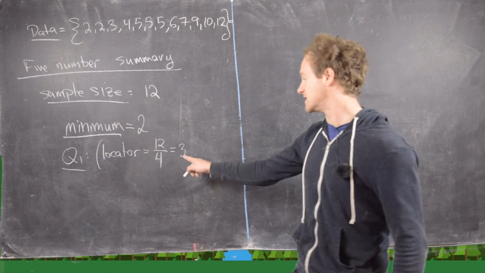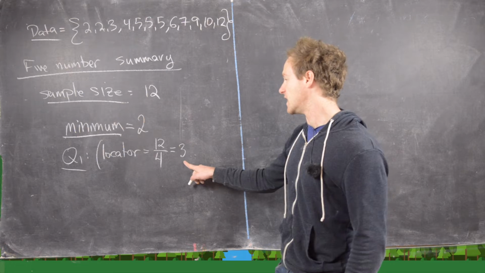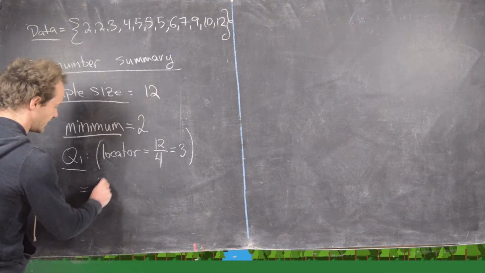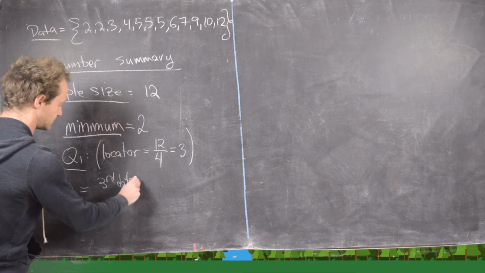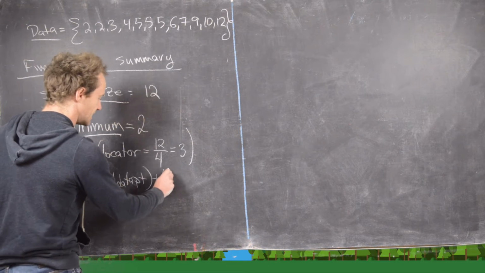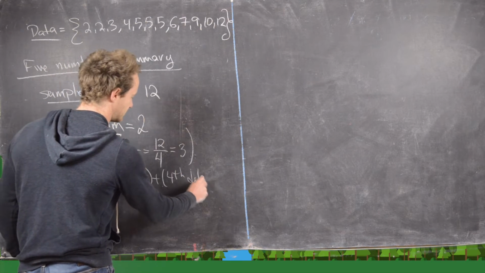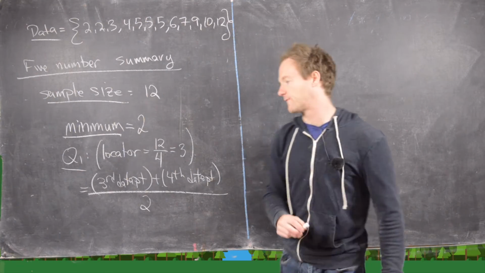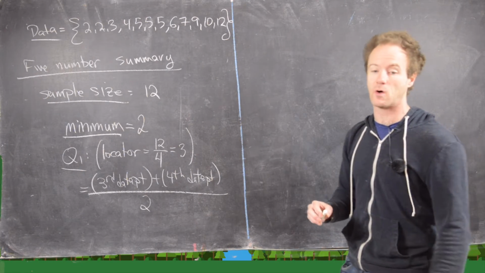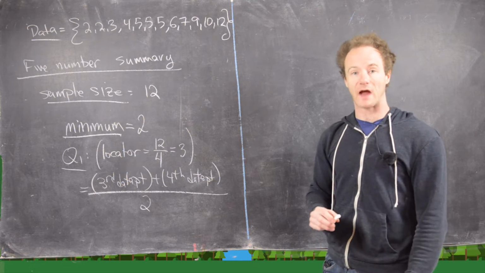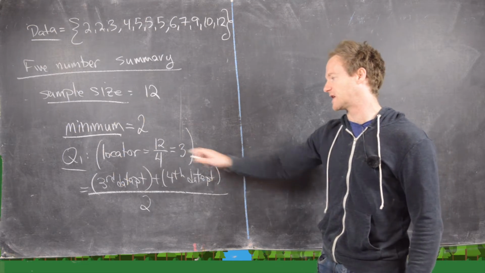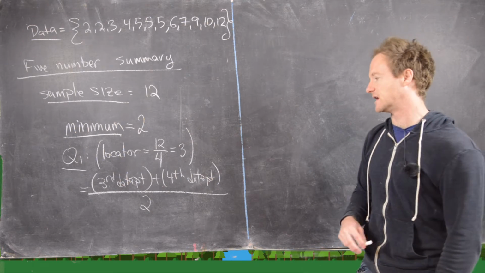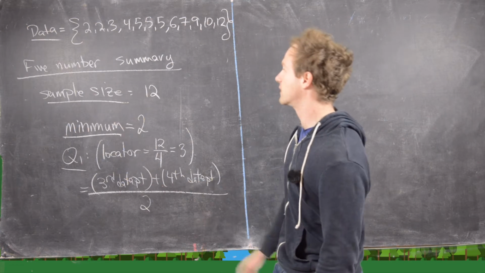So that's the locator. But since that's a whole number, then the first quartile is going to be the average of the third data point and the fourth data point. So that's how you take the average of the third and the fourth data point. And well, what if it were not a whole number? Then you would just round it up and you would take that data point. So if we had gotten something like 3.2, then we round that up and it would have been the fourth data point. Okay, so let's go ahead and look at the third and the fourth data point.